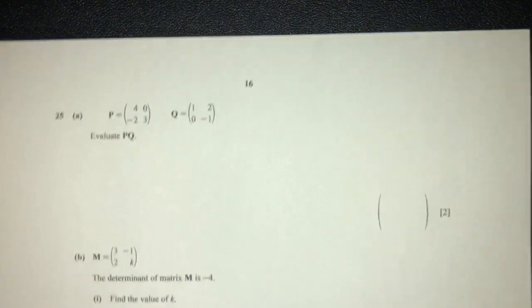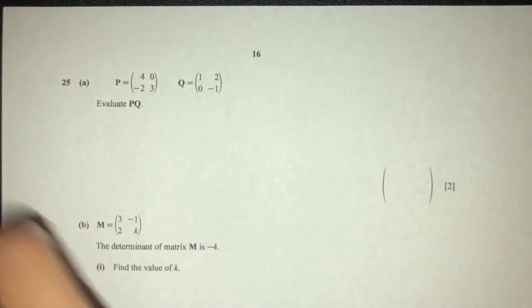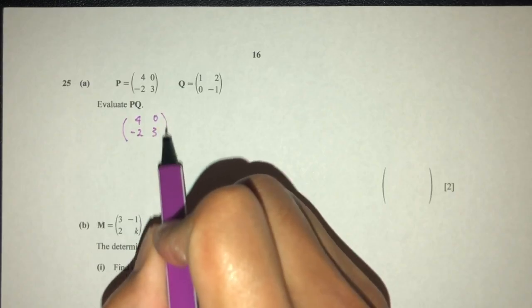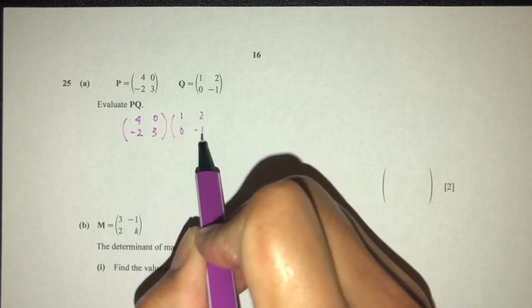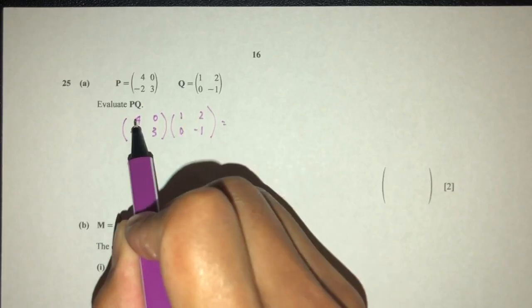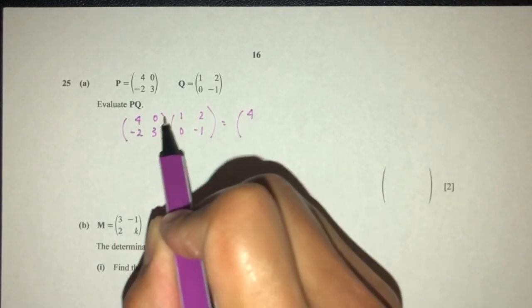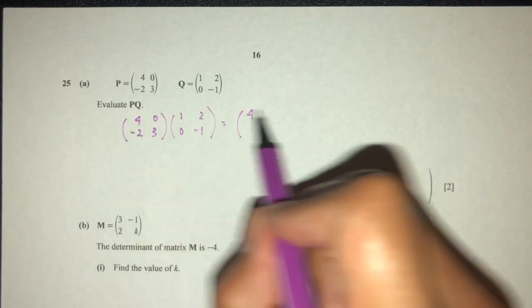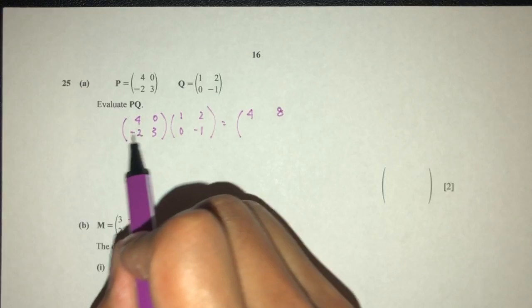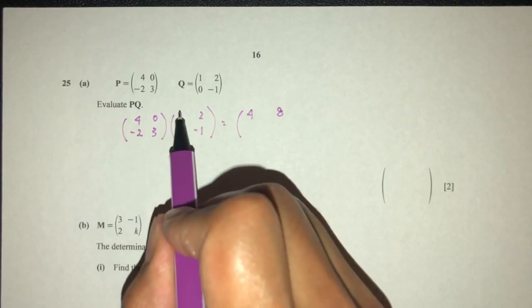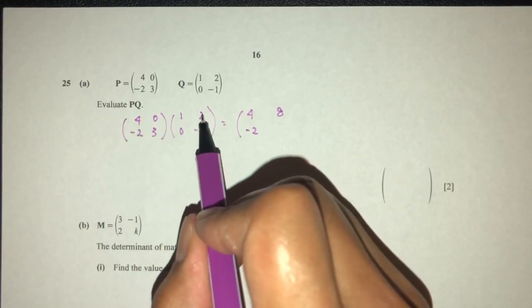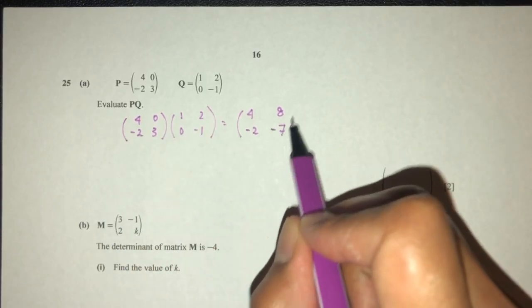Number 25. So here we have P is 4, minus 2, 0, 3 times Q is 1, 0, 2, minus 1. That will be rows by column, so 4 times 1 is 4, 0 times 0 is plus 0, so that will be 4. Rows by column, 4 times this will be 8, plus 0 is 0. This, so rows by column, so minus 2 times this will be minus 2. Rows by column, so minus 2 times this will be minus 4, minus 3, so that should be minus 7.